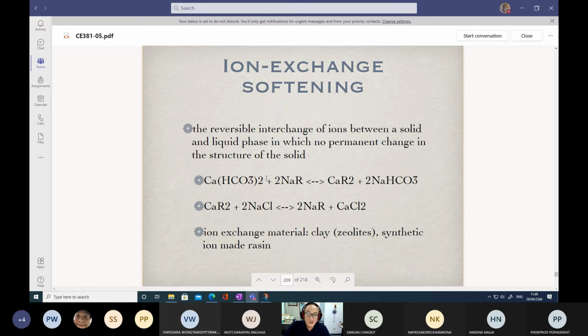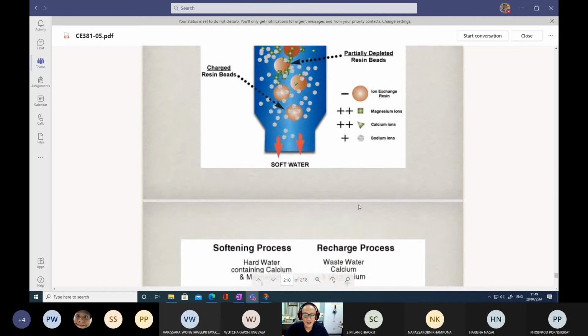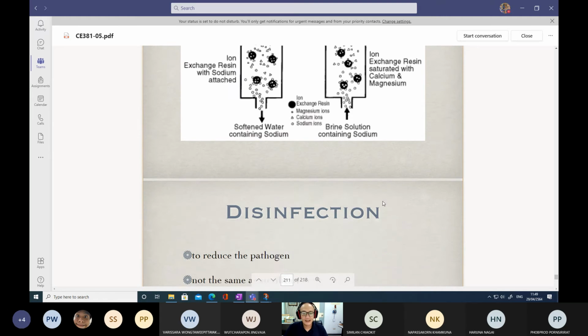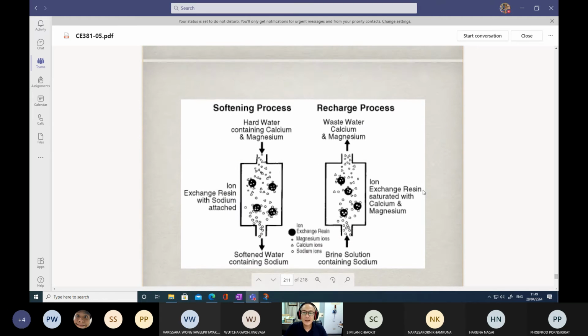In industry, they also don't want calcium, but they don't have a problem with the sodium, and that is fine. So this could be one of the methods we use to remove the calcium and magnesium of the hardness from water. This is how it works.